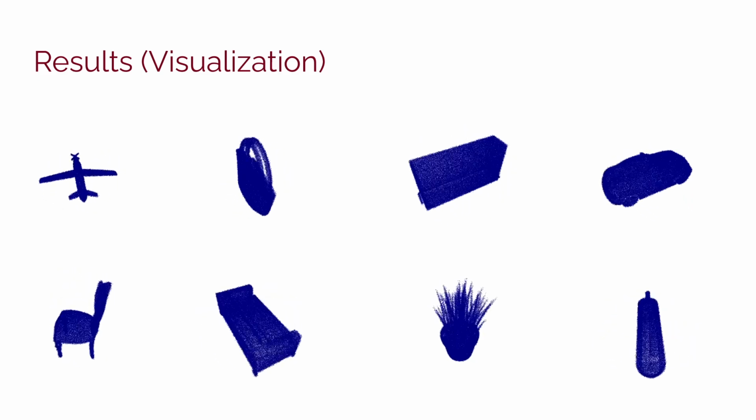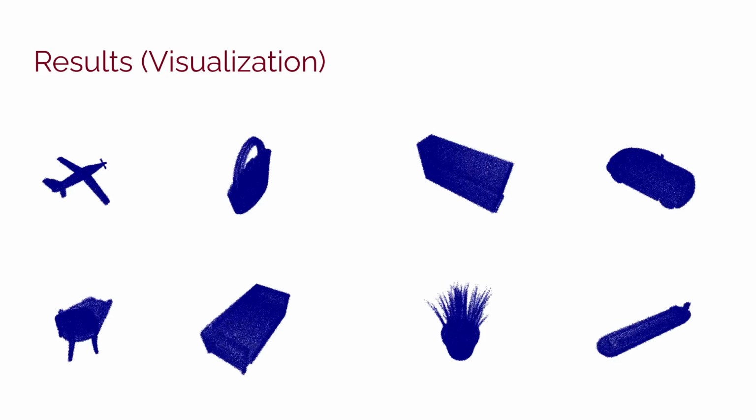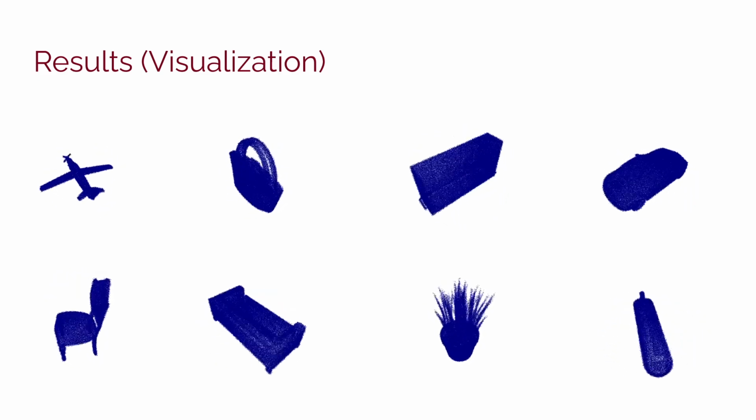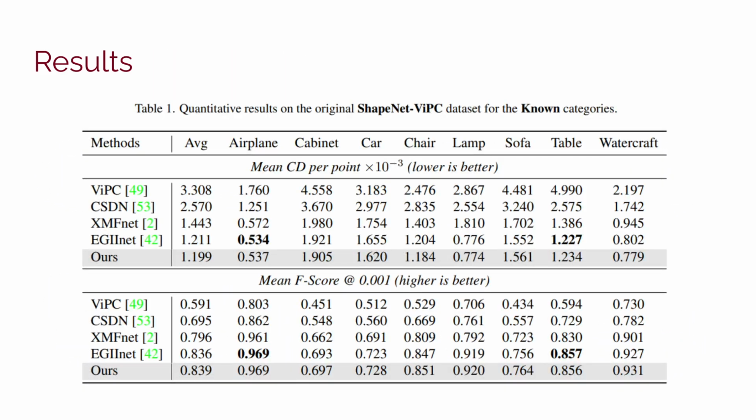So finally, here are the results after training. These are all objects from the ShapeNet VIPC dataset, and these are the outputs. And numerically speaking, here are the results of our model. Our model performs on par with the transformer based architectures like EGNet and XMFnet, while also trying to be more efficient than them.